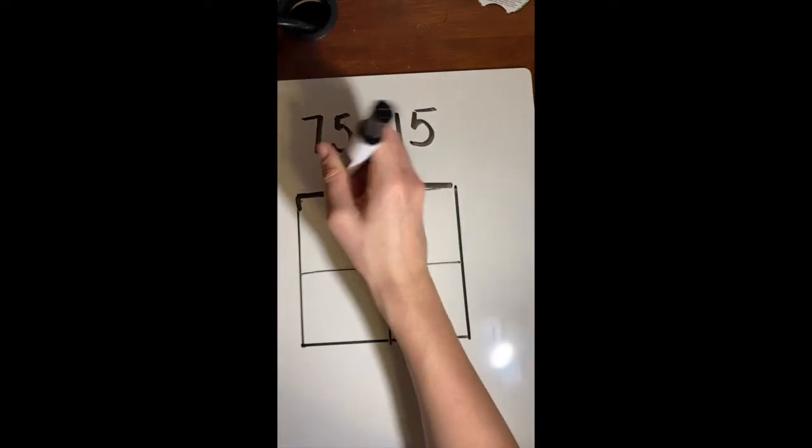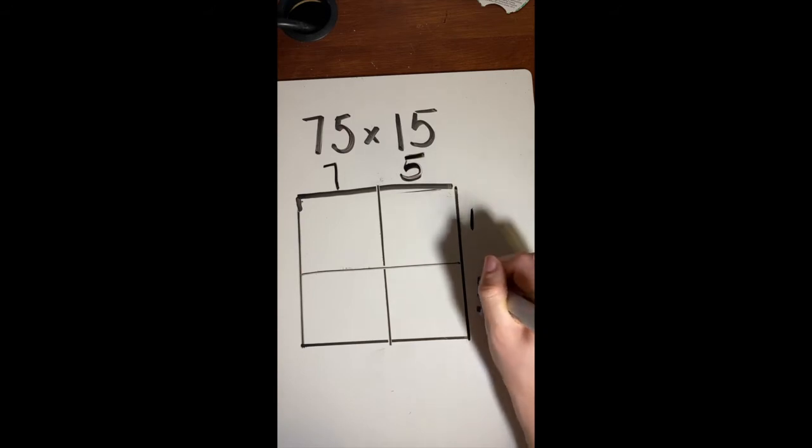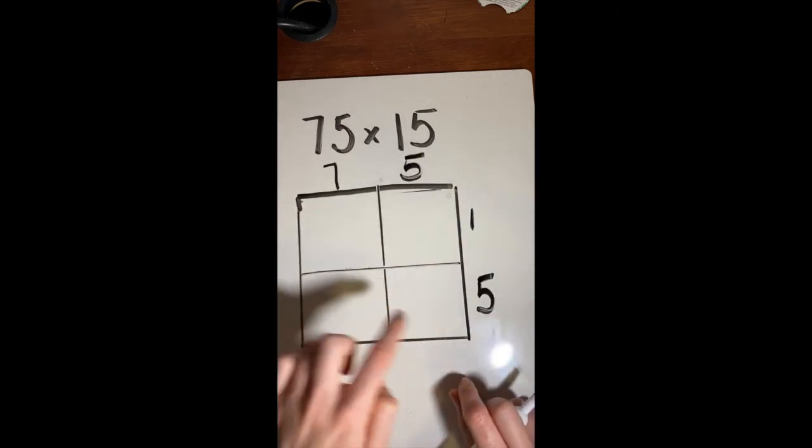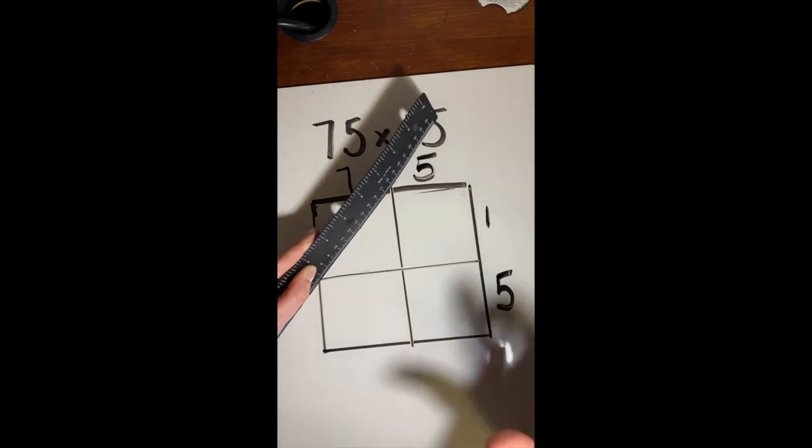So we write 75 up the top, 15 down the side. We take each of these boxes and split them in half so that we have a tens place and a ones place.